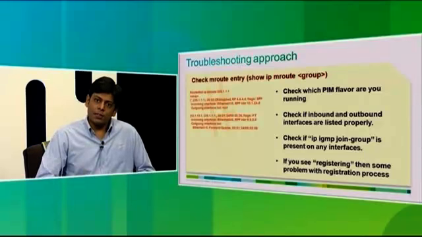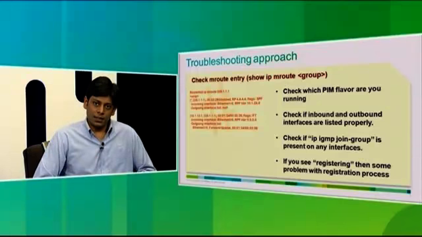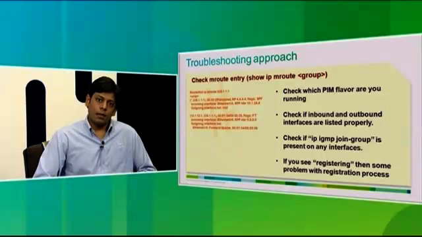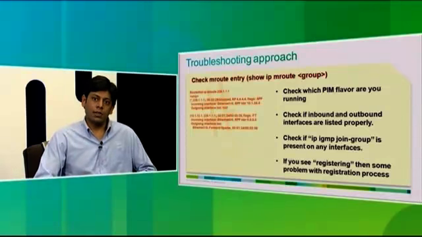So after checking this output, what you can do is verify if the ingress interface and the egress interfaces are listed properly in this output. If they are, then you can move on by checking the running config of the egress interfaces to see if ip igmp join-group is present. If it is, then as we discussed, the traffic would be software switched. So you need to change this command to ip igmp static-group.